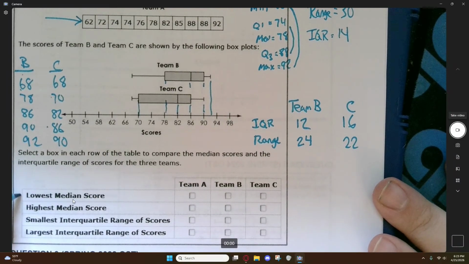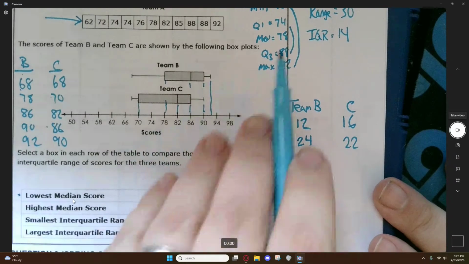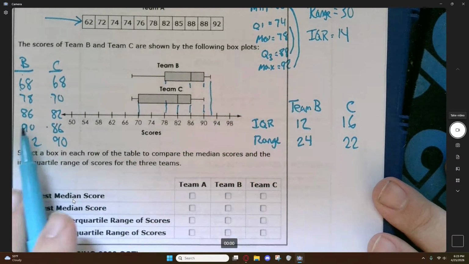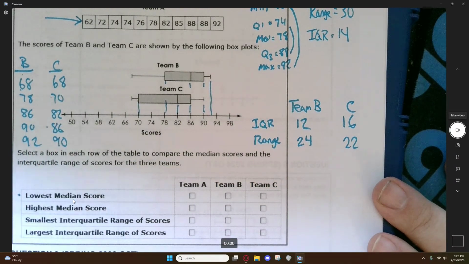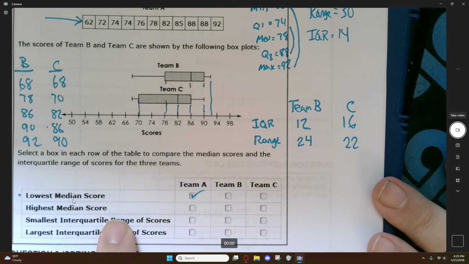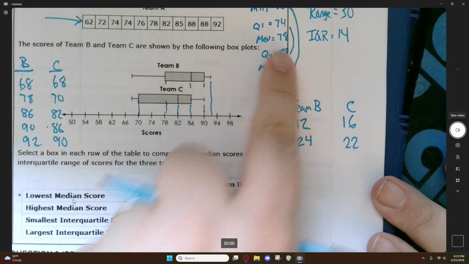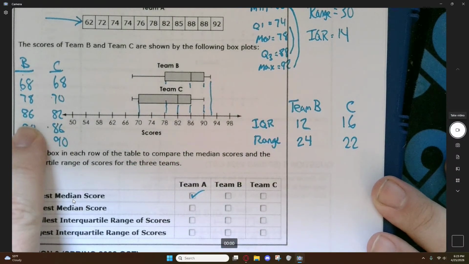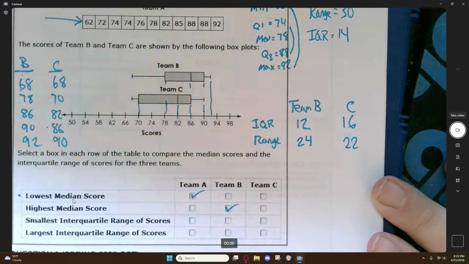Which team has the lowest median score? Team A has 78. Team B has 86. Team C has 82. That would be Team A. Who has the highest median score? Team A has 78. Team C has 82. Team B has 86. That would be Team B.